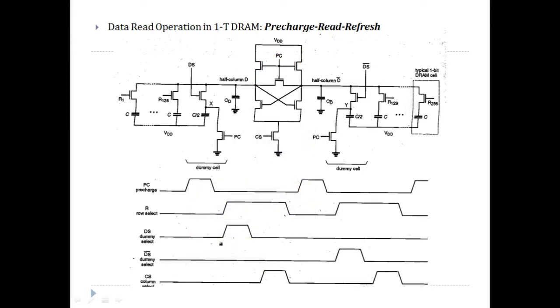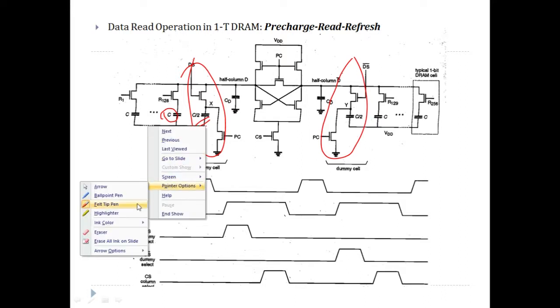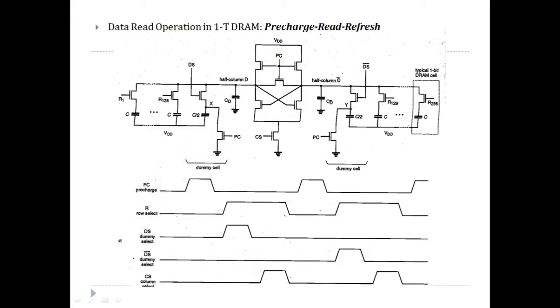On both half-column sides, there are two dummy cells. One dummy cell on the left-hand side, and there is another dummy cell on the right-hand side. Now the capacitor used in this dummy cell is half of the storage capacitor. We know that the storage capacitor is in the range of 30 femtofarad to 100 femtofarad, so half of that is used in this dummy cell. The use of this dummy cell is very important in the read operation. We'll see.